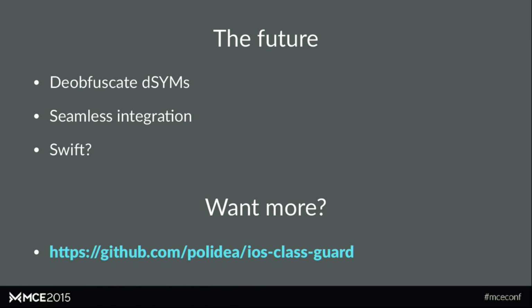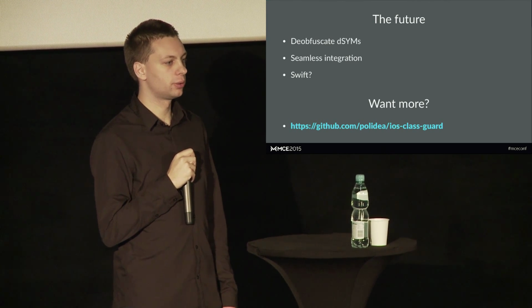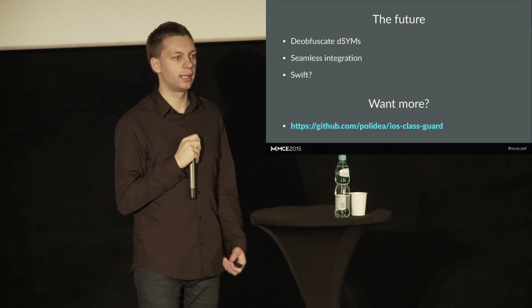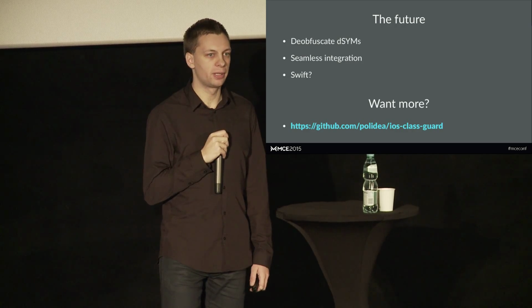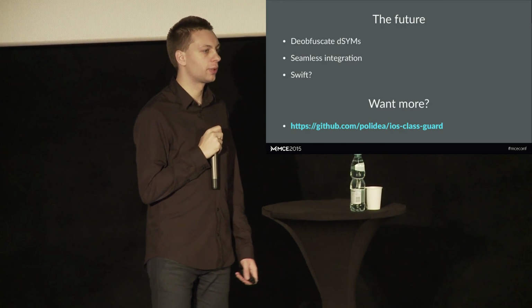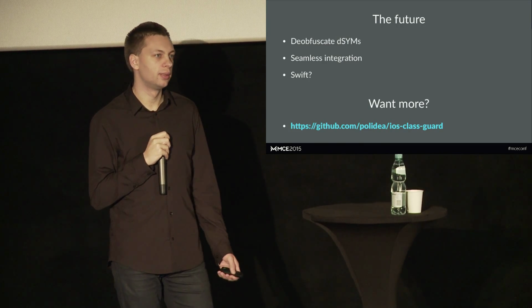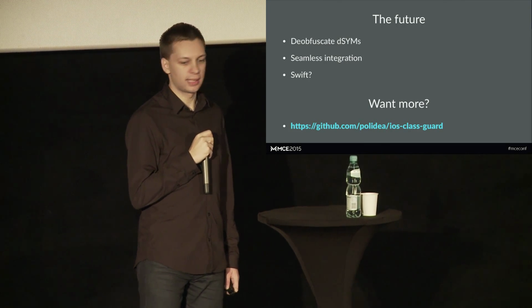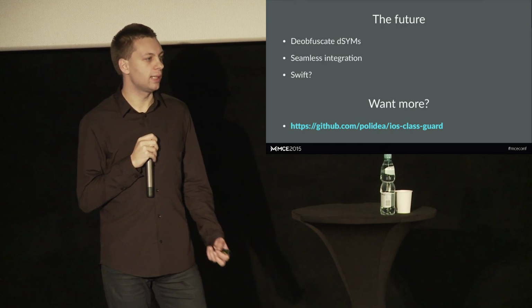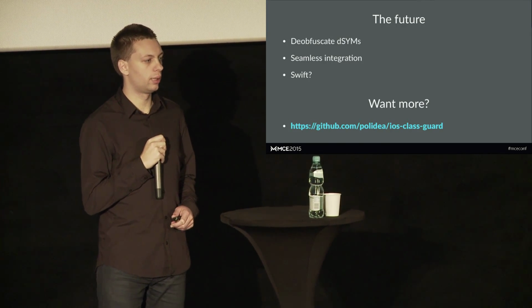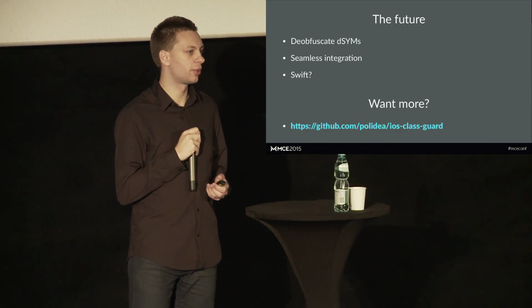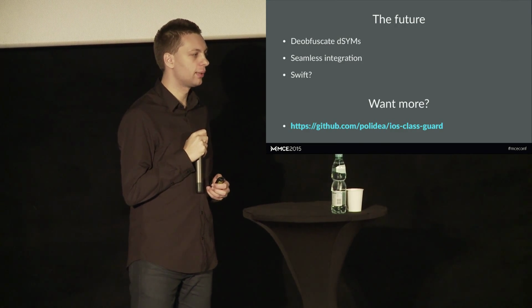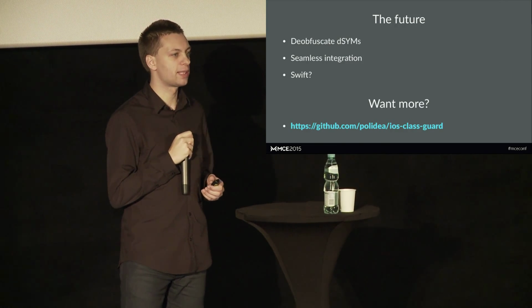We are still working on iOS ClassGuard. We will soon push an update that will allow you to rewrite the dSYM, so you will have no problems using tools like Crashlytics, Applause, Bugsense. You simply upload your obfuscated IPA, upload the rewritten dSYM, and you have fully deobfuscated stack traces. We are still looking into making the integration even simpler. Maybe we can detect the nature of the project, what it uses, maybe Core Data, maybe pods. It now needs to be specified manually.